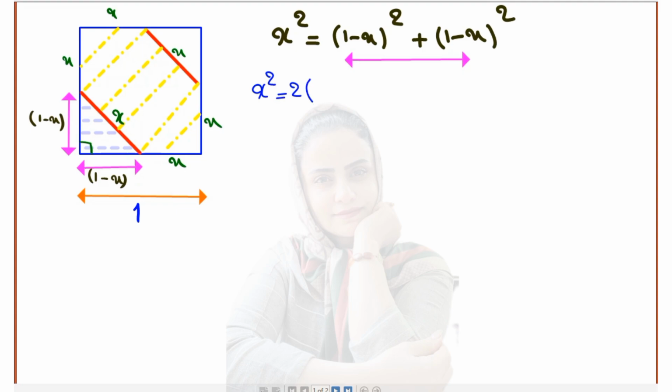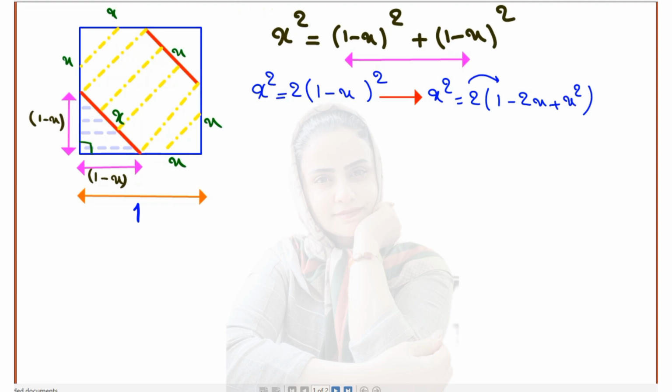Now we expand that expression. The square of 1 minus x becomes 1 minus 2x plus x squared. So the equation now says x squared equals 2 times the quantity 1 minus 2x plus x squared. Multiplying the 2 in, x squared equals 2 minus 4x plus 2x squared.